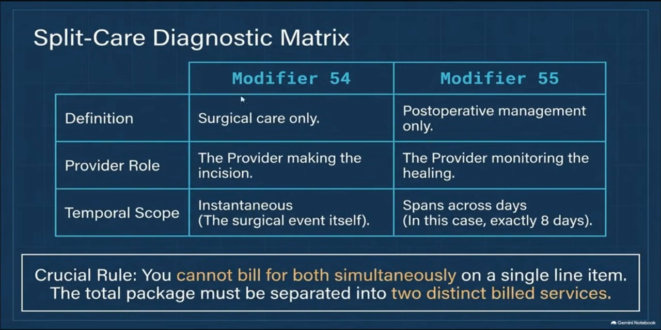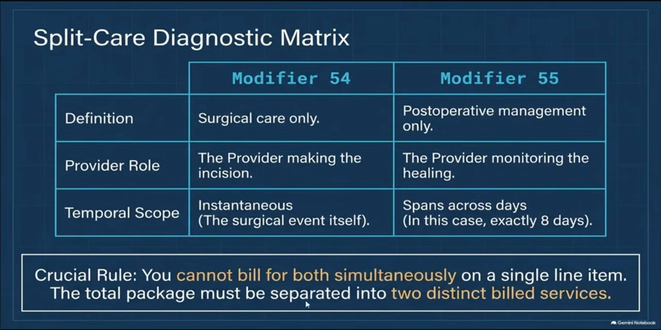So here the 54 modifier first will pay for the surgical care. Surgical care means the person who has done the surgery. So here this is for the eye specialist, the provider making the incision, the one who is doing the eye surgery, cataract removal. So modifier 54 will be for that provider. Modifier 55 is for who is giving postoperative management only for 8 days. So we'll give the 55 modifier for that provider. The provider is only monitoring the healing process, so that is only for exactly 8 days. So we'll bill the 55 modifier for that provider.